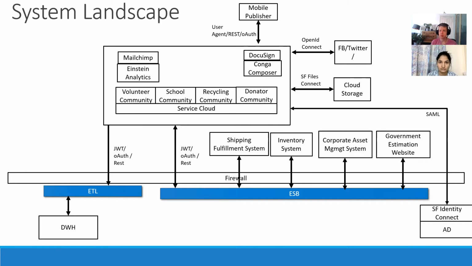Our external partners, some of them need mobile access in order to allow them a pixel perfect and a branded as well as an easy to use app. I will recommend using a mobile publisher, which is connected to Salesforce, authenticated against Salesforce via the user agent flow, via OAuth, or using the REST API. In order to allow social login for our customers, I recommend using Facebook and Twitter, OpenID Connect.